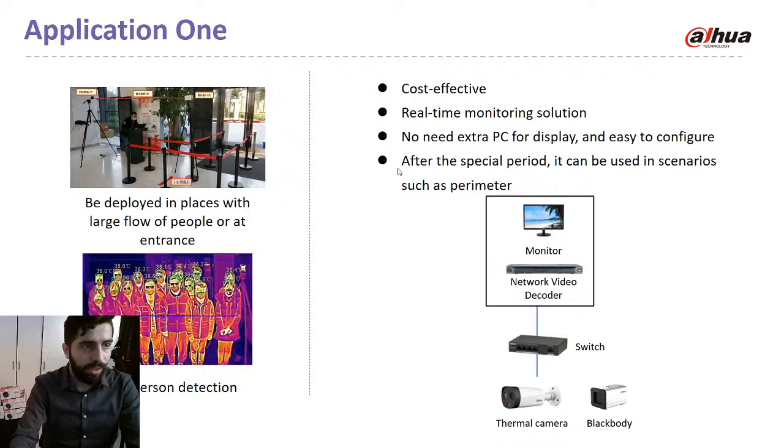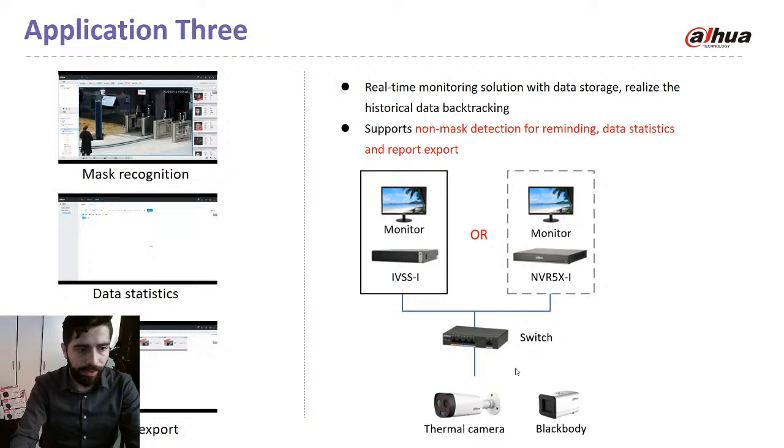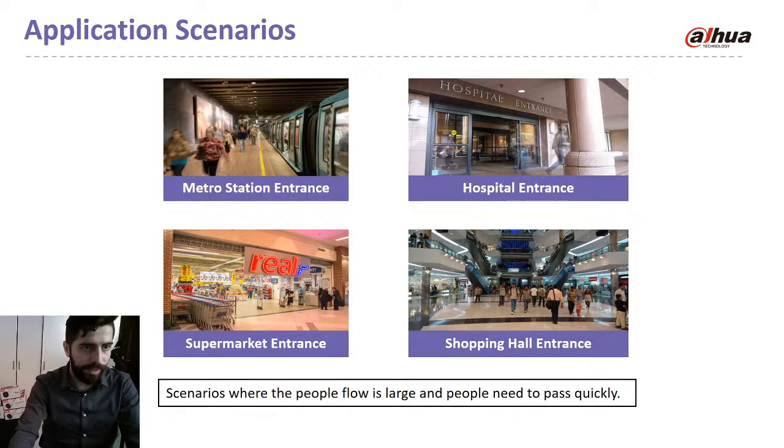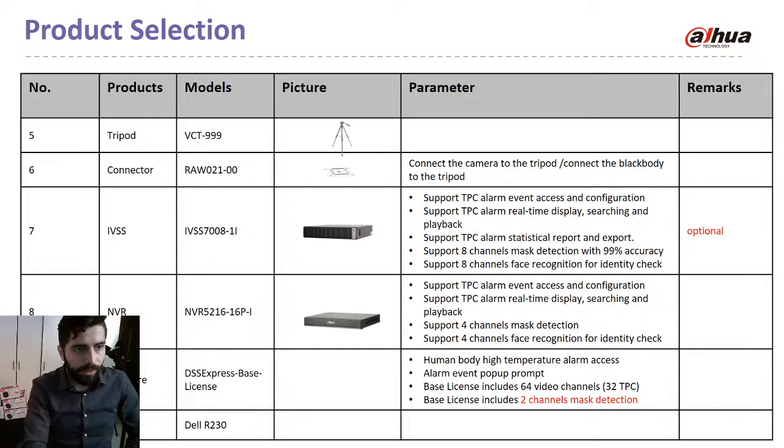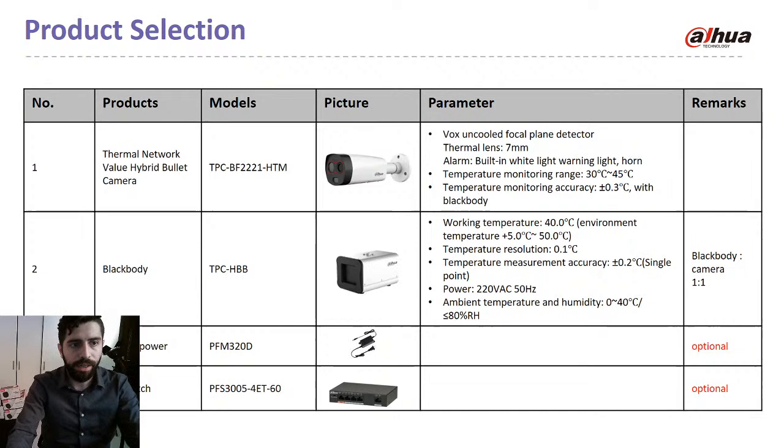So we have the first application with the network decoder and the camera, the second one with the PC and the thermal camera, the third one more accurate with the NVR 5X or the IVSS. So the application scenarios: hospital, metro station, supermarket, shopping mall entrance. This is the recommended model you can use. Okay. We have more than one camera. This one, the economical one. We have the other cameras also.